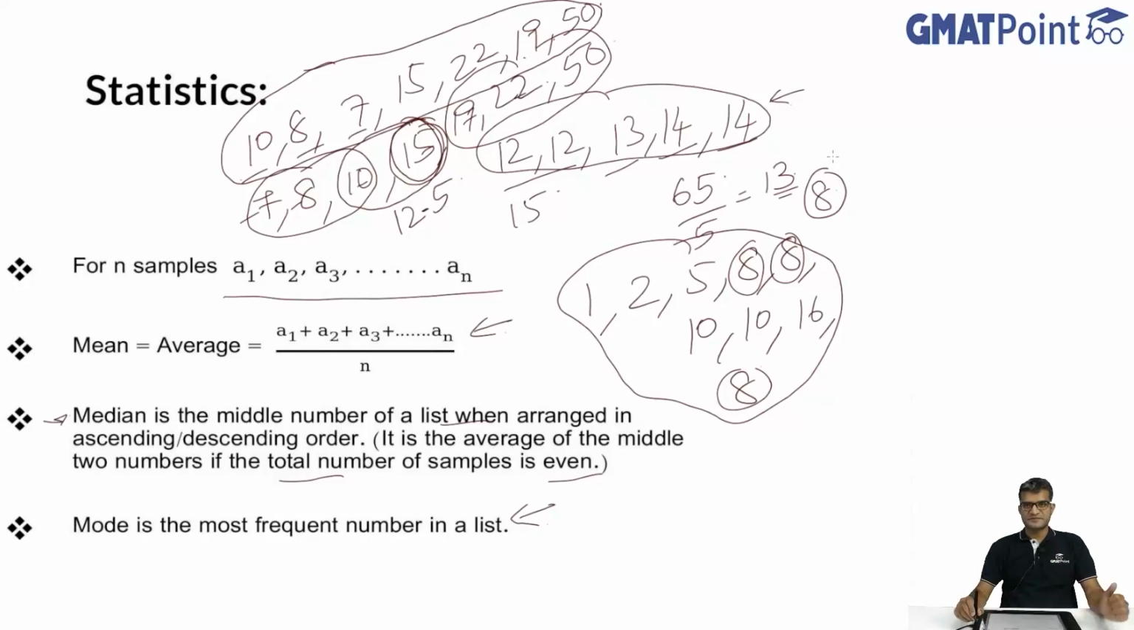These are the 3 concepts. Mean is the average. Median is the middle number after you arrange the numbers in ascending or descending order. Mode is the most frequent number. With this information, let us try to solve 1 or 2 questions so that we get more familiarized with this concept. Let us look at a question in this concept so that we understand the concept better.